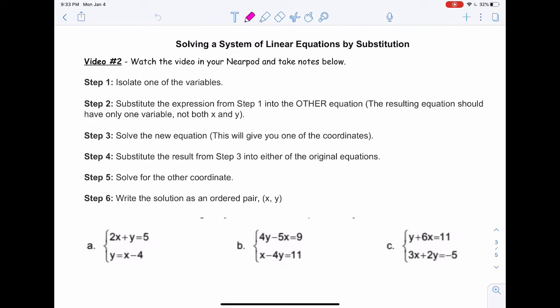Everyone, today's lesson is about solving a system of linear equations by substitution. In order to solve systems of linear equations by substitution method, we are going to follow these 6 steps. Please pause the video and check out these steps.